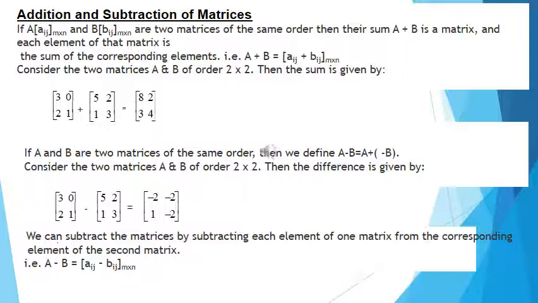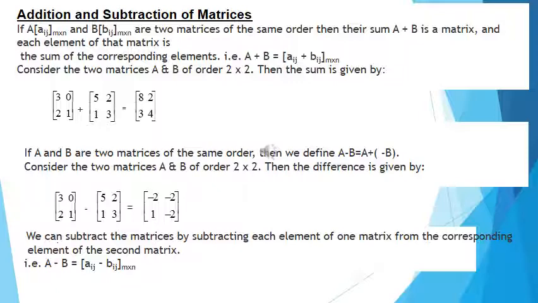Listen to this: matrices can be added only when the order is the same. For 2 by 3 matrices, A should be 2 by 3 and B should be 2 by 3, then we can add. Generally, this is an example where I am giving a square matrix only.